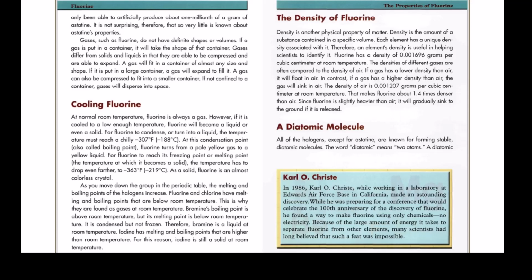A diatomic molecule. All the halogens except for astatine are known for forming stable diatomic molecules. The word diatomic means two atoms.